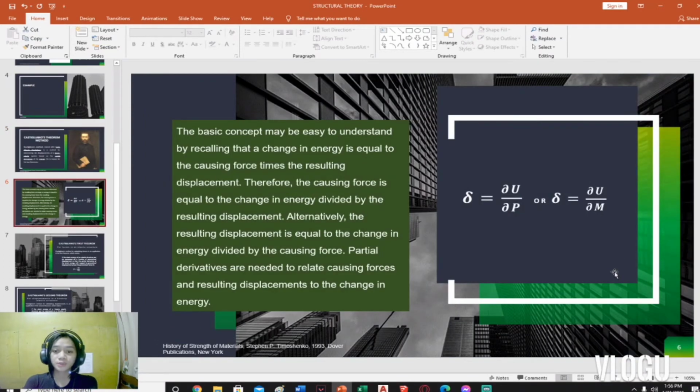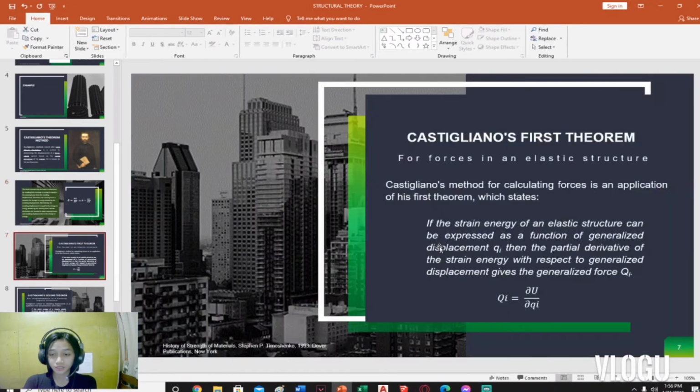The basic concept may be easy to understand by recalling that a change in energy is equal to the causing force times the resulting displacement. Therefore, the causing force is equal to the change in energy divided by the resulting displacement. Alternatively, the resulting displacement is equal to the change in energy divided by the causing force. Partial derivatives are needed to relate causing forces and resulting displacement to the change in energy.